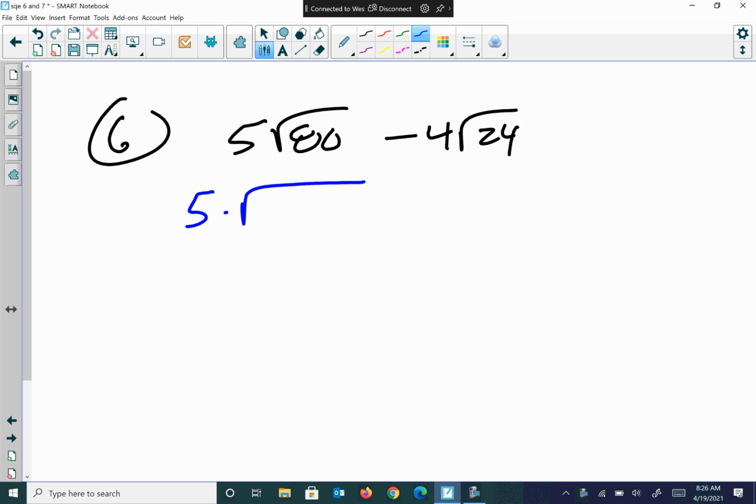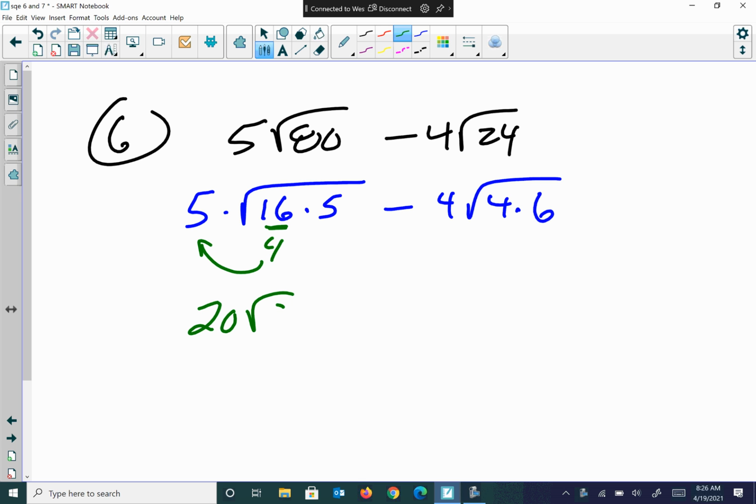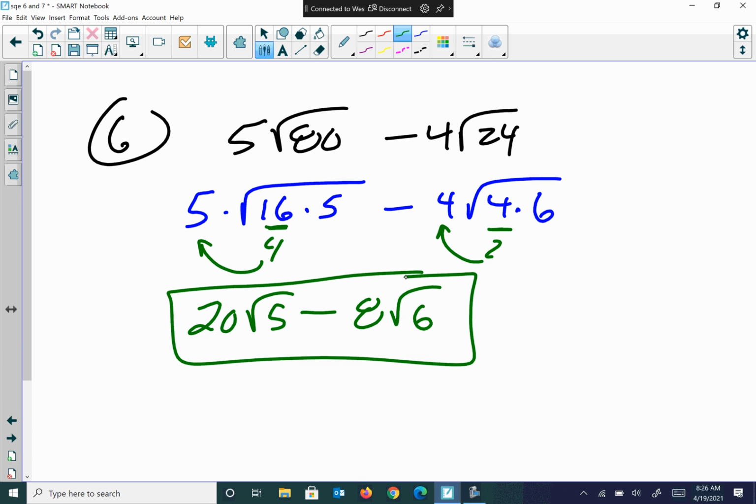So I think 16 times 5 is 80. Agree? And then 24 is 4 times 6. So that becomes 4. So that 4 gets multiplied with the outside. So I get 20 root 5 minus, that becomes a 2. That multiplies there. And that's as far as we can go with that problem. They are not like terms, so just kind of break it down to that. Anything else you'd like to take a look at?